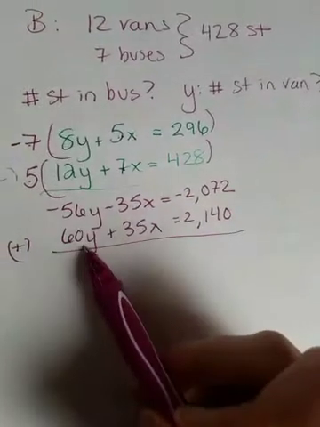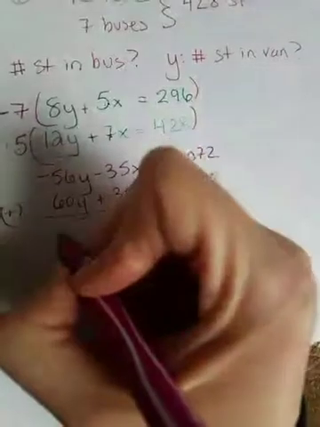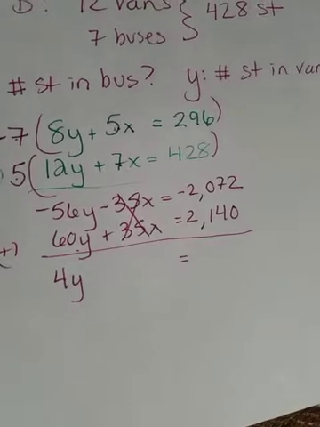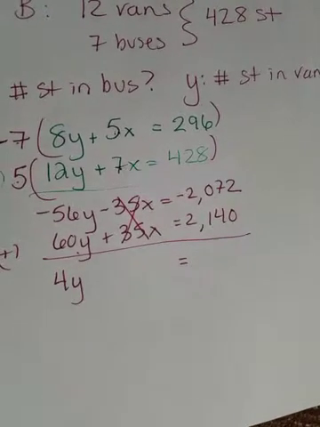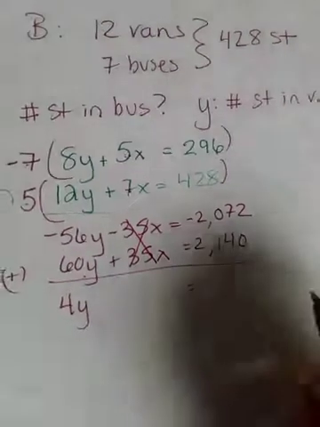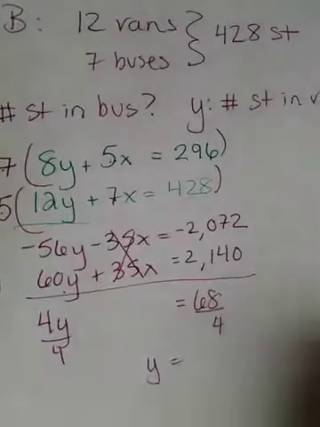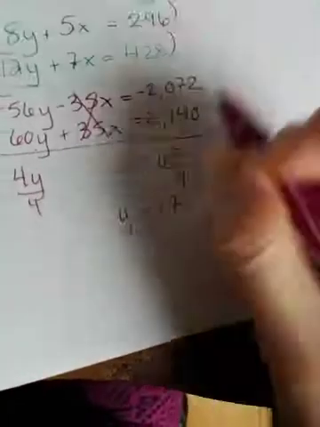Negative 56y plus 60y, that's going to be 4y. Those guys cancel out like they should. Negative 2,072 plus 2,140, that's going to be 68. You're going to divide both sides by 4, and you're going to find that y equals 17. So what did y stand for? Van. So that means there's 17 students in a van. I think I'm going to beat my battery here.